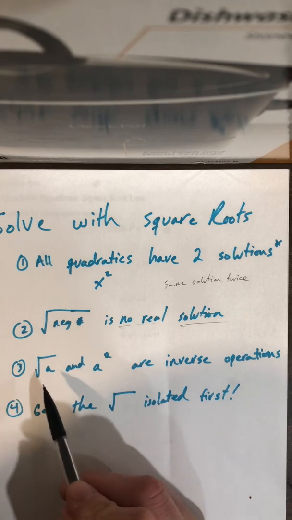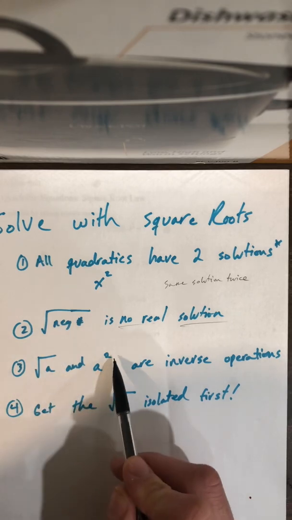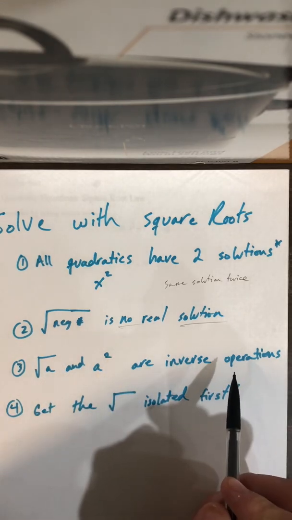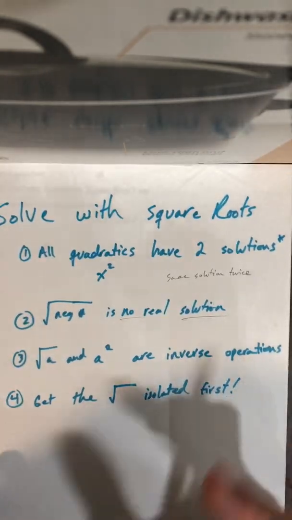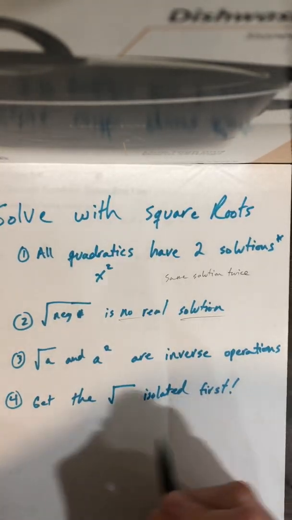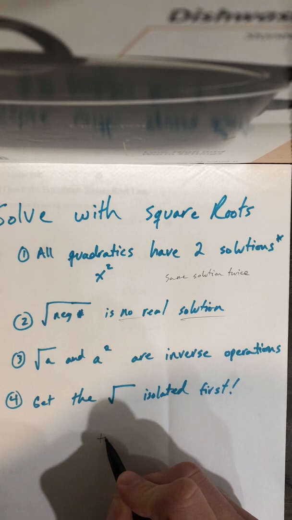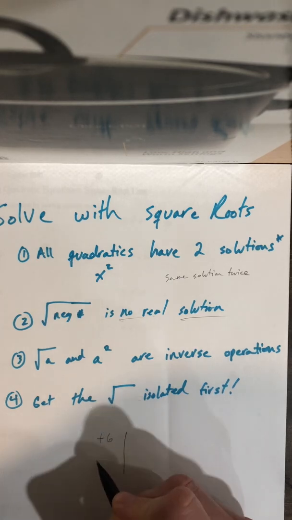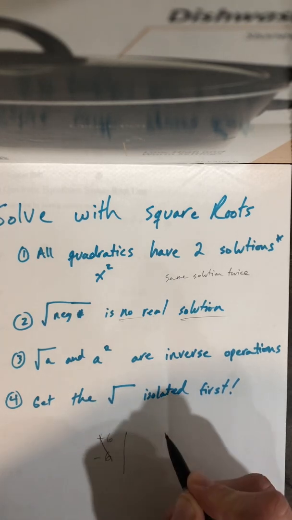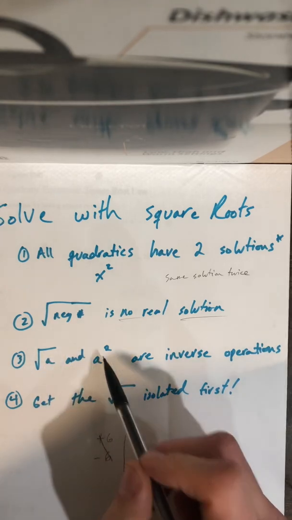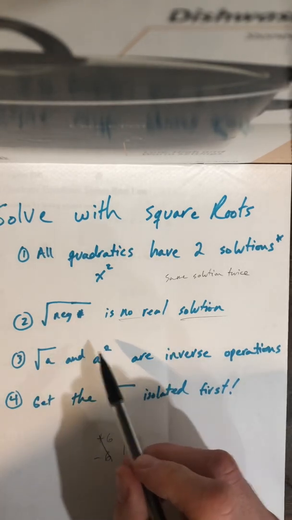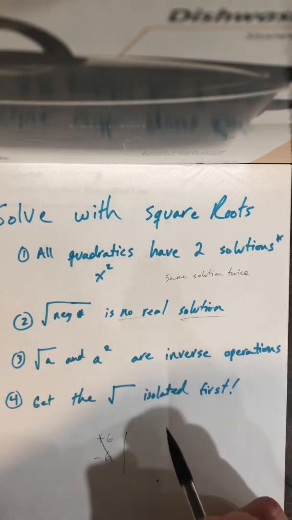And then the square root of a number and the square of a number are inverse operations. So when we solve, we use inverse operations. If you have +6, then you can -6 and it cancels. It's the same thing. We're going to use square root and square to cancel. We're going to use square to cancel square root. We're going to use square root to cancel square.